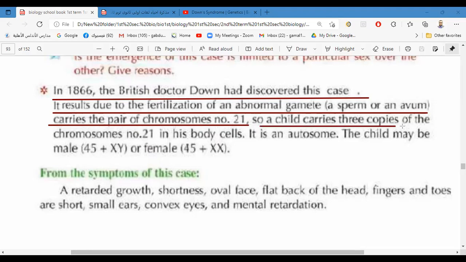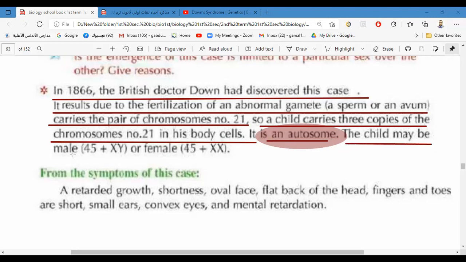So the child will have two chromosomes in the pair number 21 from the abnormal sperm or ovum and one chromosome from the other gamete. So it will have three chromosomes in the pair number 21. In this case, there is an extra chromosome. It is an extra chromosome in autosomes, not in the sex chromosomes. The extra chromosome here is an autosome, not a sex chromosome like Klinefelter and Turner.